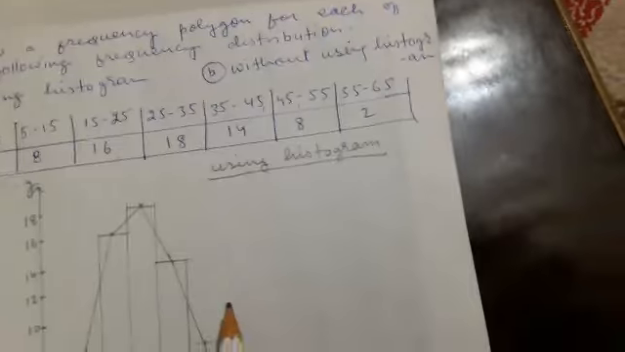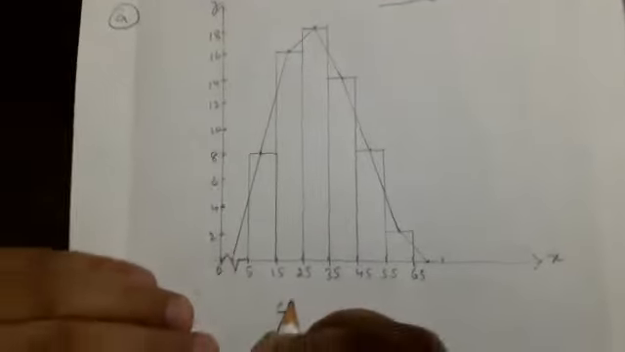First we'll see with the use of histogram. Before this question also we have done so many questions. We have drawn frequency polygon with the use of histogram. Now also let us see how we'll draw. We will draw two axes, x-axis and y-axis, and on the x-axis we will mark their class intervals, and on the y-axis we will represent their frequency.